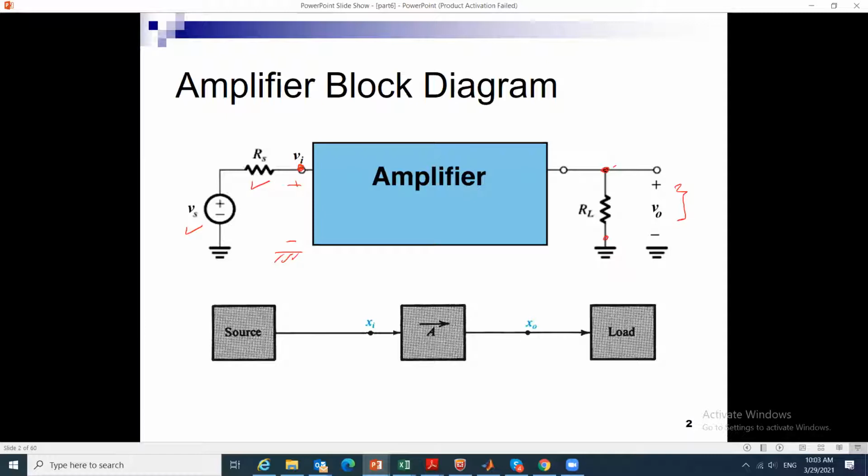We can model this as the source, which is VS and RS. An amplifier will have a gain block A, and the load, which we model typically by the effective RL. So Xi feeds Xo, and Xo is equal to A times Xi for a voltage amplifier, or for a current quantity, Io equals A times Ii.